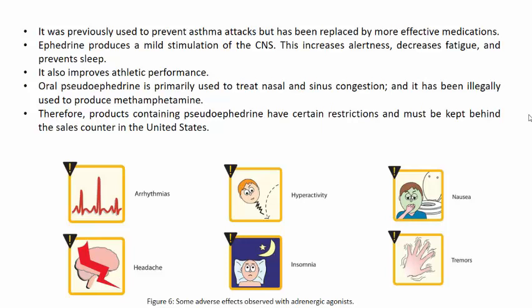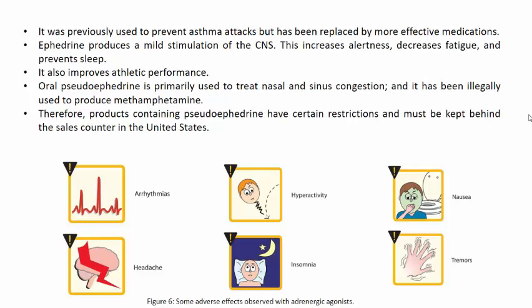It also improves athletic performance, although the clinical use of ephedrine is declining because of the availability of better or more potent agents that cause fewer adverse effects. Oral pseudoephedrine is primarily used to treat nasal and sinus congestion, and it has been illegally used to produce methamphetamine, a drug of abuse. Therefore, products containing pseudoephedrine are sold under restriction and must be kept behind the sales counter in the United States.